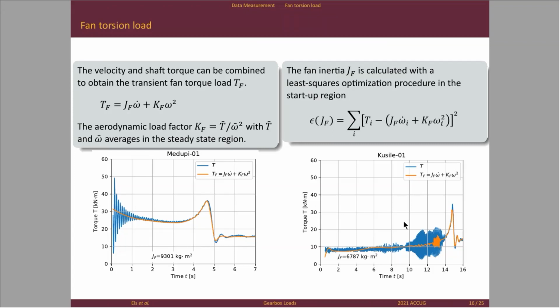The same goes for Kusile. And again, we see that kind of large resonance type action there just past 12 seconds. So physically, we could pick that up by a change in speed, which means it is a very large or a violent type oscillation.